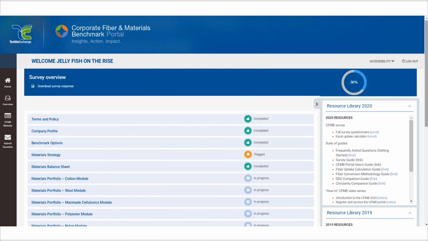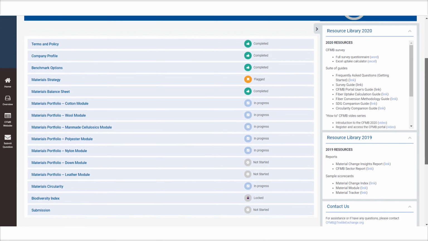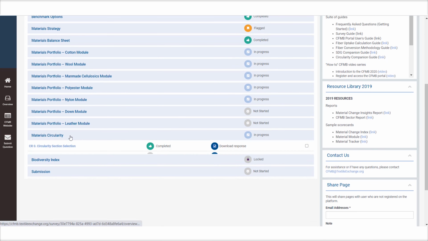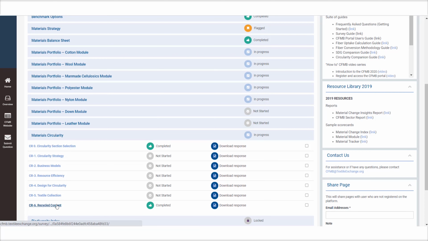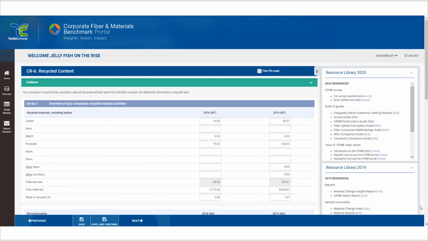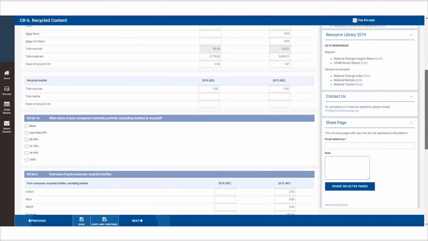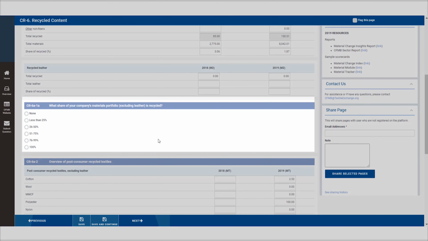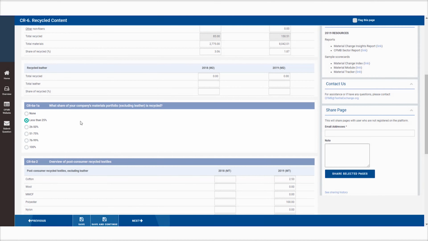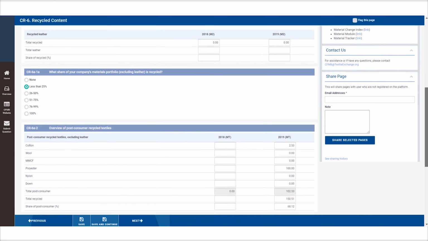An overview of your company's recycled materials portfolio will be auto-populated in your Materials Circularity, section CR6. A historical summary of your company's recycled materials portfolio is being built on last year's submission for 2018 data and will now include 2019 data, which you've reported in the balance sheet presented by material type. Please confirm that this is accurate, and if so, please select the share of your company's portfolio which is recycled. If the data is not correct, please return to the material balance sheet to correct your input data.